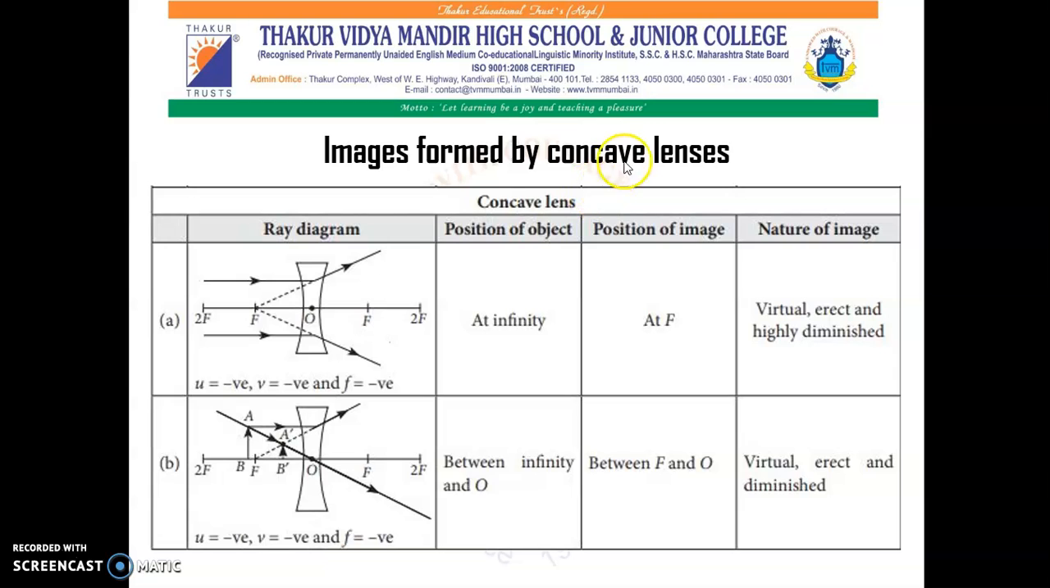Images formed by concave lenses. When the position of the object is at infinity, in this case, the incident rays are parallel to the principal axis and the refracted ray appears to be meeting at the point F, which is the principal focus. So, the position of the image is at F and the nature of the image will be virtual, erect and highly diminished.